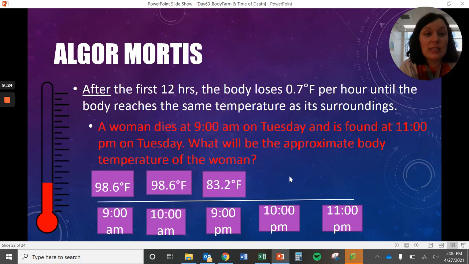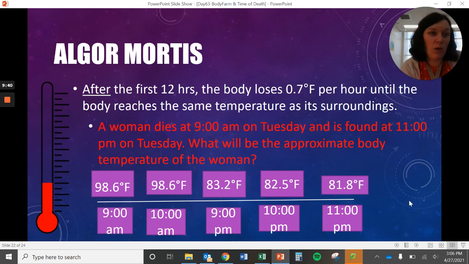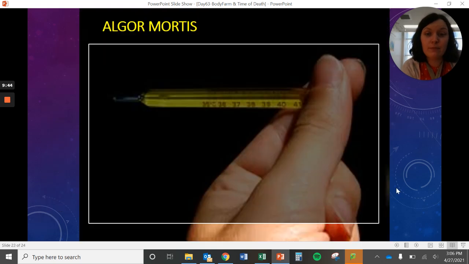Now, we're going to start losing temperature at 0.7 degrees. So we'll do 83.2 minus 0.7 to get our next temperature, which would be 82.5. Then we're going to subtract another 0.7, and we're at 81.8. Okay, that's how we could use algor mortis to determine the time of death.